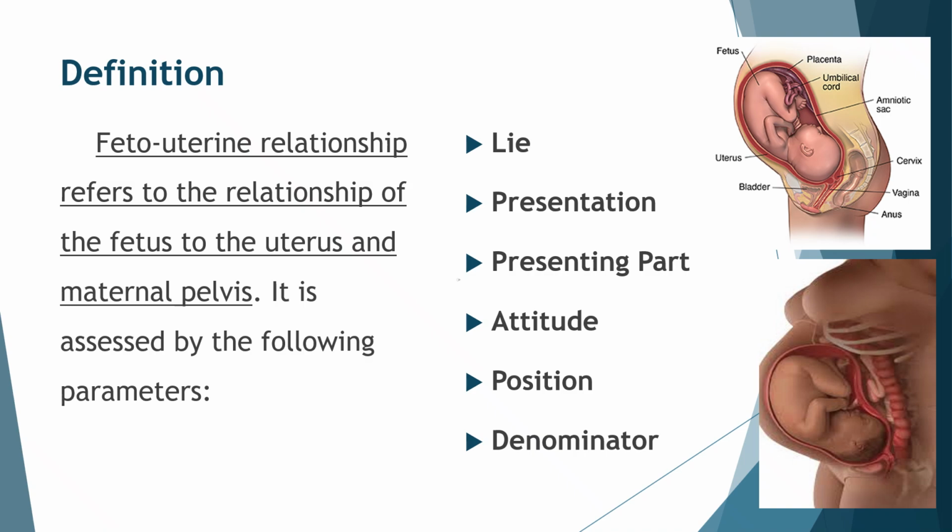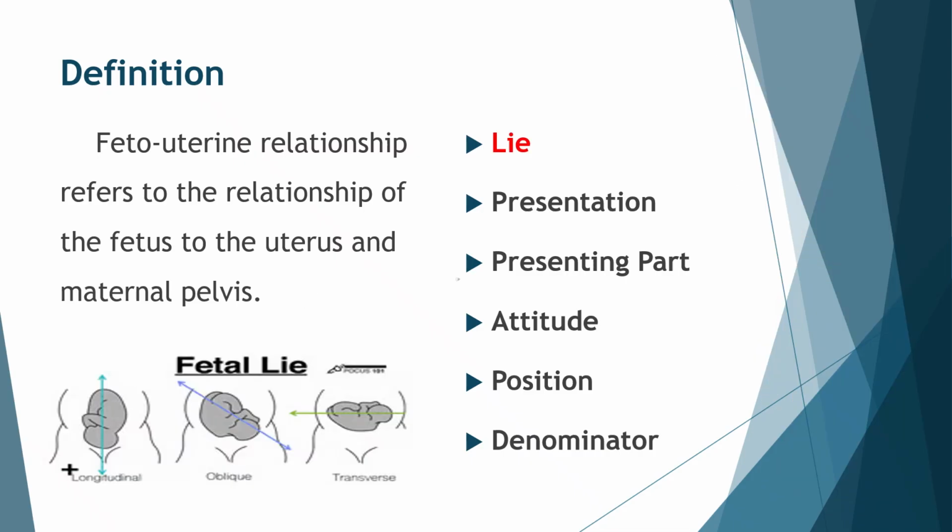Now, when we assess a pregnant woman, especially during labor, we need to know exactly how the baby is positioned. This helps us understand whether labor is likely to progress normally and what care may be needed. To do this, we look at 6 important things. First is lie, which tells us how the baby's body is aligned with the mother's body.